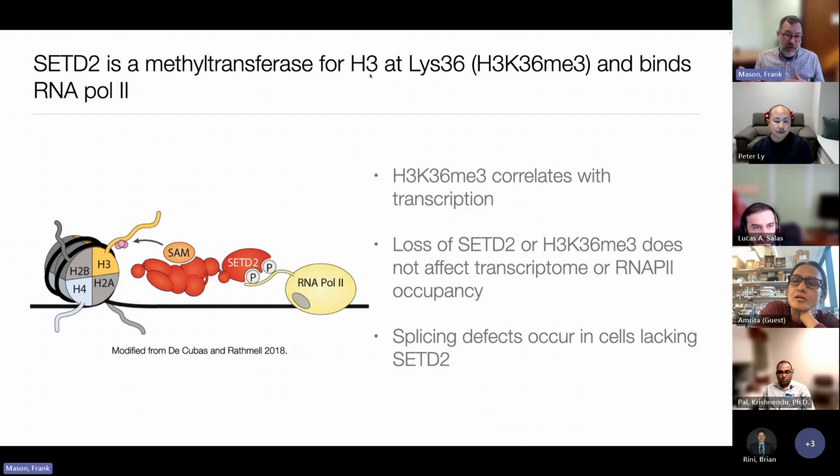And the model for a long time has been that loss of SETD2 may alter transcription in some way that promotes tumorigenesis. Although work from the Rathmell lab and a number of other labs over the years have shown that if you knock out SETD2 in cell lines, there aren't profound changes in the transcriptome. And also, it doesn't change RNA Pol2 occupancy across the genome.